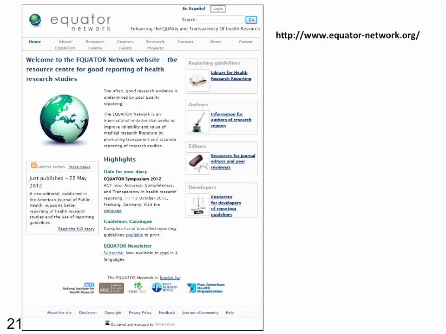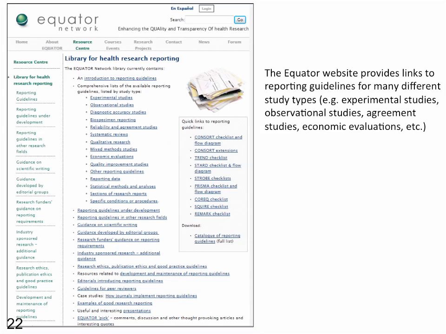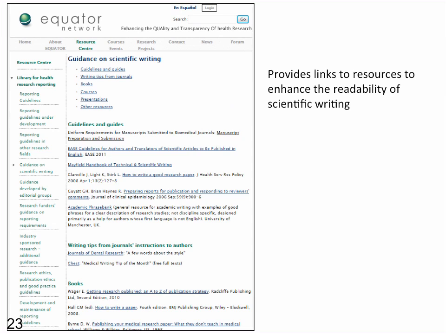Because of the expanding number of reporting guidelines that have been and are being developed, the online Equator Network was launched to provide a single site with most of the available research study reporting guidelines, as well as other resources for scientific authors, reviewers, and editors. This site provides access to reporting guidelines for many different study types, including experimental, observational, agreement, and economic studies. The overarching goal is to promote transparent and accurate reporting of research studies, as well as to provide resources to enhance the readability of scientific writing.